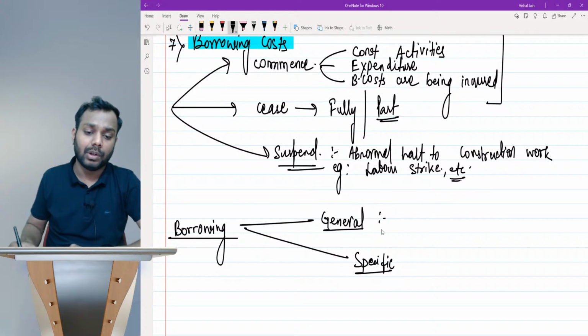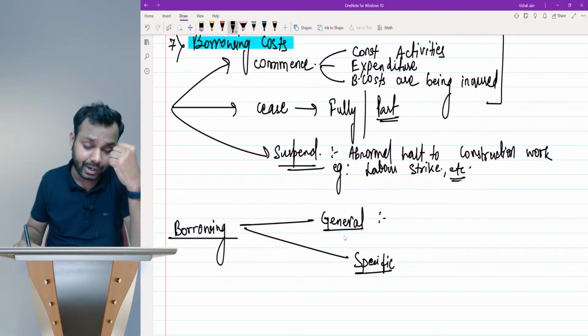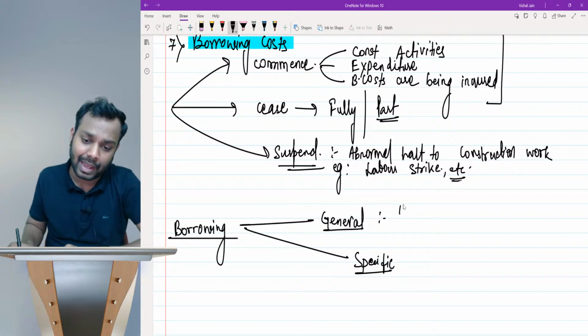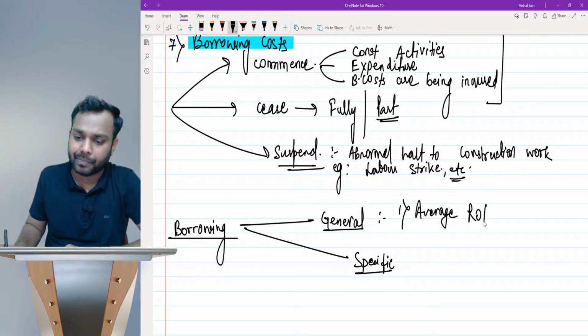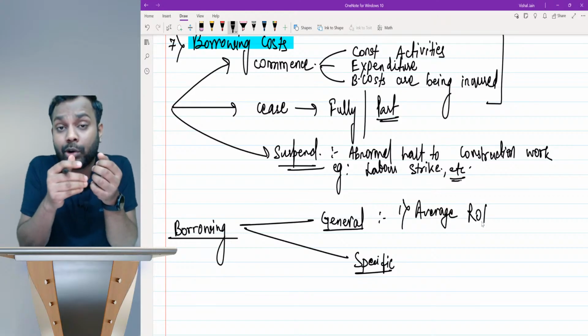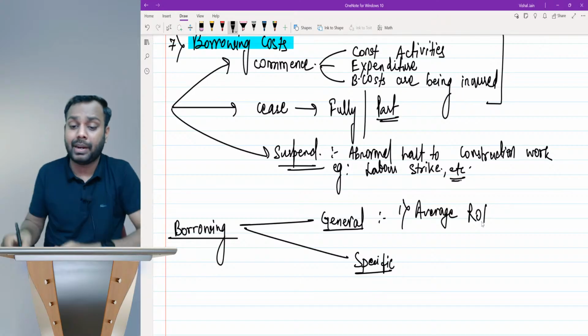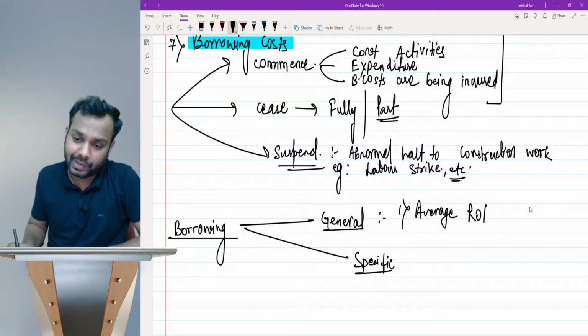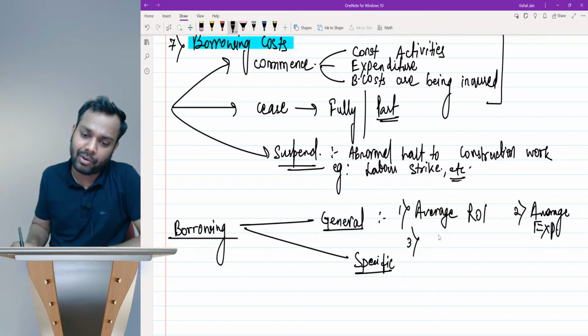So how will we treat it? For general borrowing, first we will calculate the average rate of interest. Why? Because there might be more than one general borrowing with the company, right? Second, we will calculate the average expenditure, and third, we will calculate the borrowing costs to be capitalized.